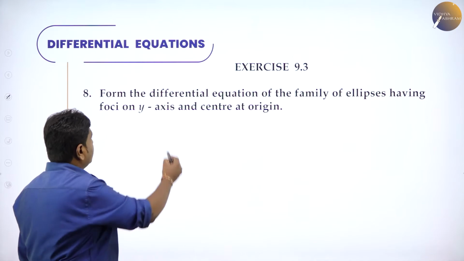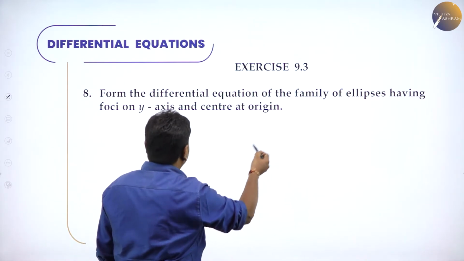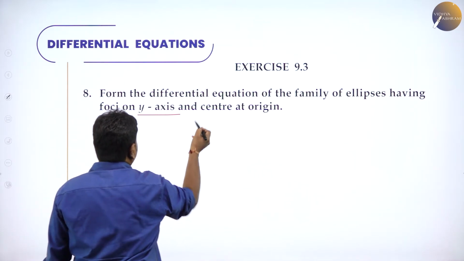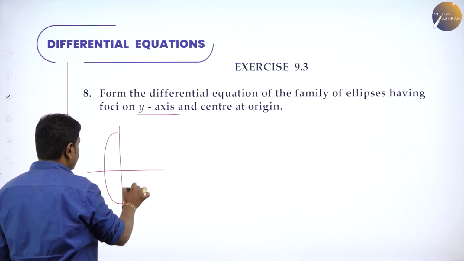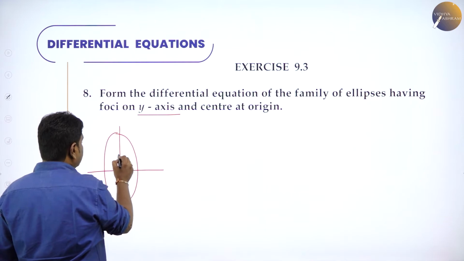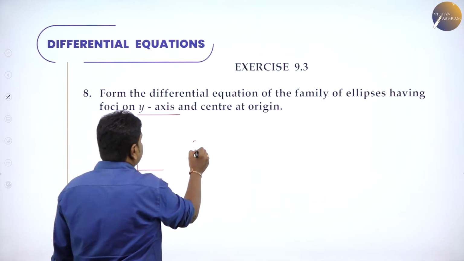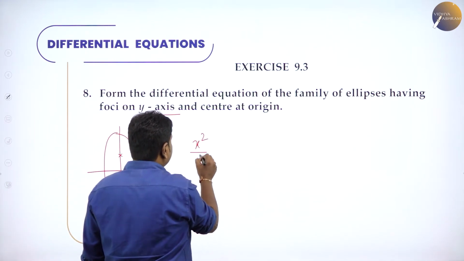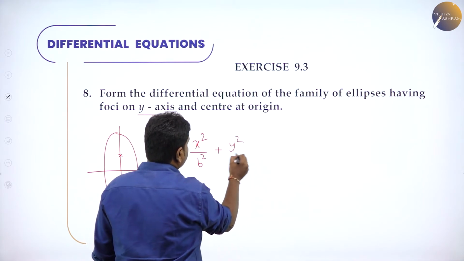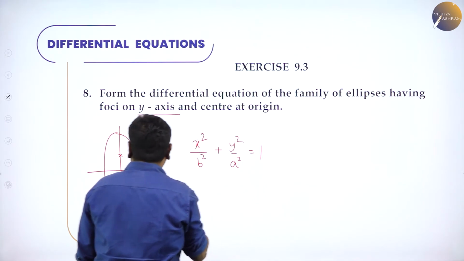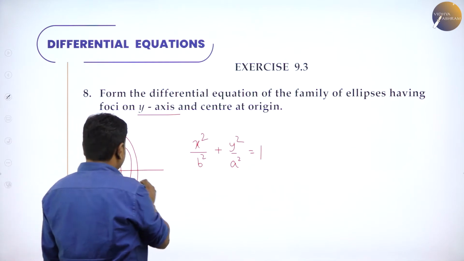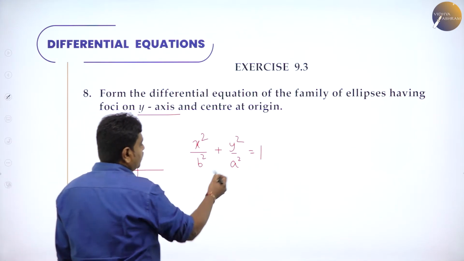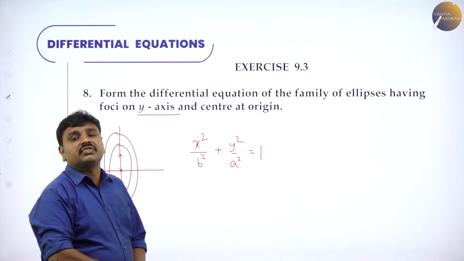Then form the differential equation for the family of ellipses having foci on the y-axis. So the ellipse is like this. Foci is on the y-axis. So foci lie on the y-axis. So what is the ellipse? x square by b square plus y square by a square equal to 1. So we have two parameters, a and b, because the center is this. So when you have two parameters, you can differentiate twice.